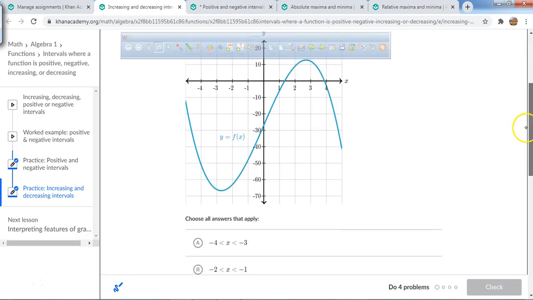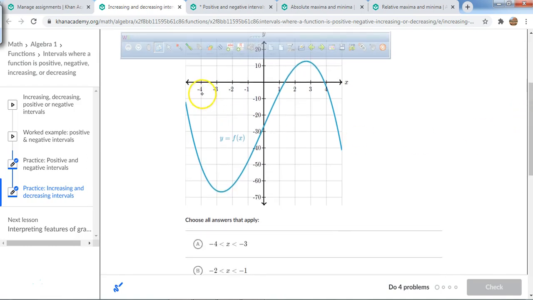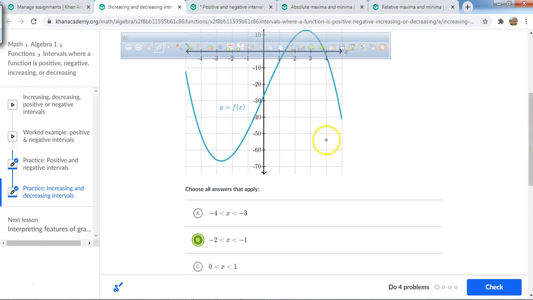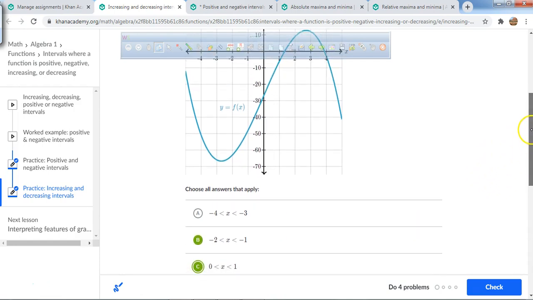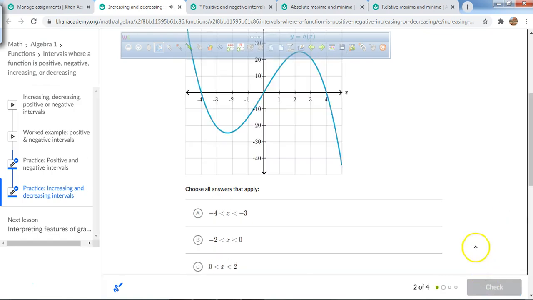All right, here we go. Let's see here. -4 to -3, that's still going down. -2 to -1, that's definitely an answer because that section's right in there. 0 to 1, it's still increasing there. And I think that's all of them. Okay. All right, next question.